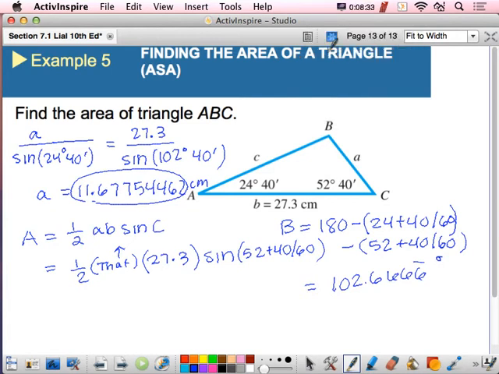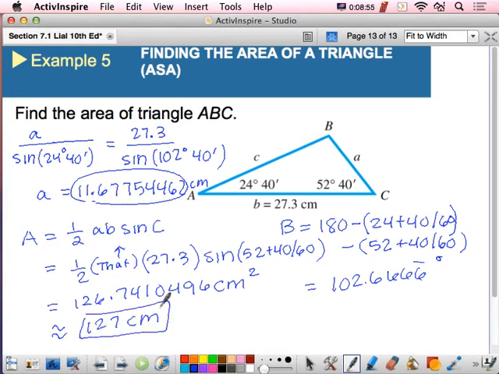So when we computed all of that, we got 126.7410496 square centimeters. But significant digits tell us that we should only round to 3 significant digits. So that would be 127 square centimeters. Did everyone get that? Yes. Any questions about that? So you see, that was a pretty involved problem. And that wraps up section 7.1.